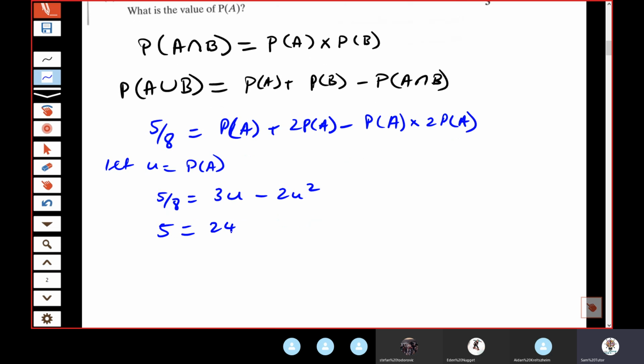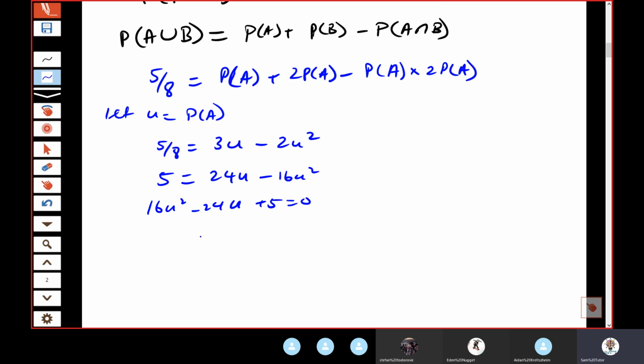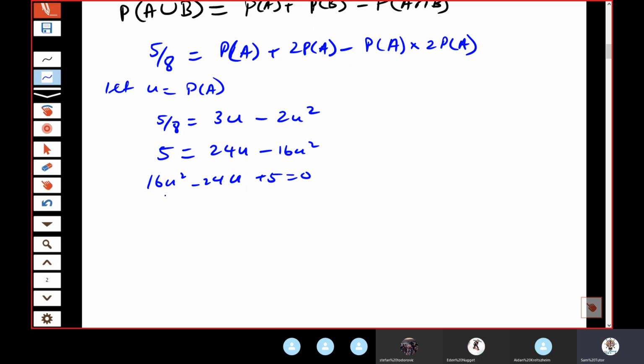Times 8. 5 equals 24U minus 16U squared. Bring everything to one side. 16U squared minus 24U plus 5 equals 0. And then quadratic formula. But let me see if I can get it out without the quadratic.